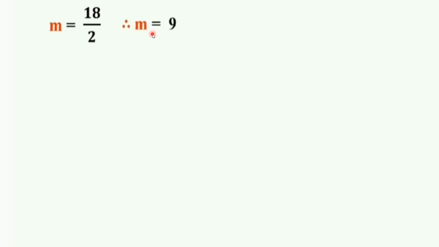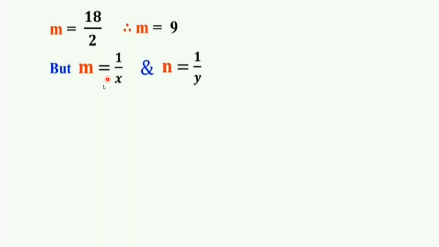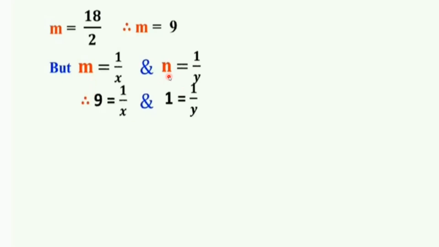Now I have got the values of the variables. But these are not the variables that were in the original equation. n and m are the new variables I have substituted for the given equation, isn't it? Now I need to find the real variables, that is x and y. I need to use my substitution, that is m is equal to 1 over x and n is equal to 1 over y. Here I am going to substitute the values of m and n. The value of m is 9, and the value of n is 1. So 9 is equal to 1 over x, and 1 is equal to 1 over y.